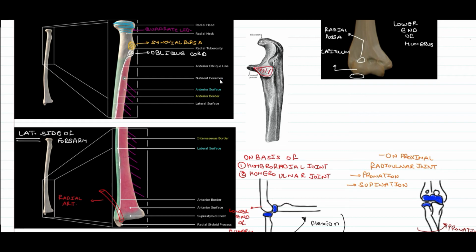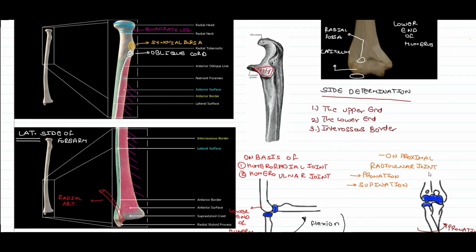Note here that the radial styloid process should always be present on the lateral side of the forearm. There are three key features which you must remember for the side determination of the radius, which are the upper end, the lower end, and the interosseous border. The upper end of the radius must always have the head of the radius, so it should always be present superiorly. Next, on the lower end, we have two key features, that is the presence of the styloid process, which should always be lateral, and the second point is that the anterior surface of the lower end is quite smooth, whereas the posterior surface of the lower end has grooves for the passage of tendons of extensor compartment muscles.